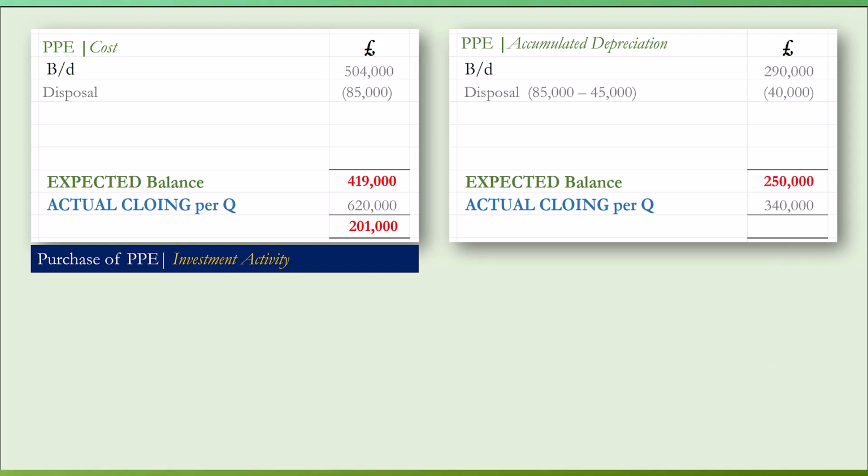What about the accumulated depreciation? Expected closing balance 250. Actual closing balance 340. The increase reflects depreciation charge for the year. A non-cash item, of course, which will be added back to profit before tax figure.